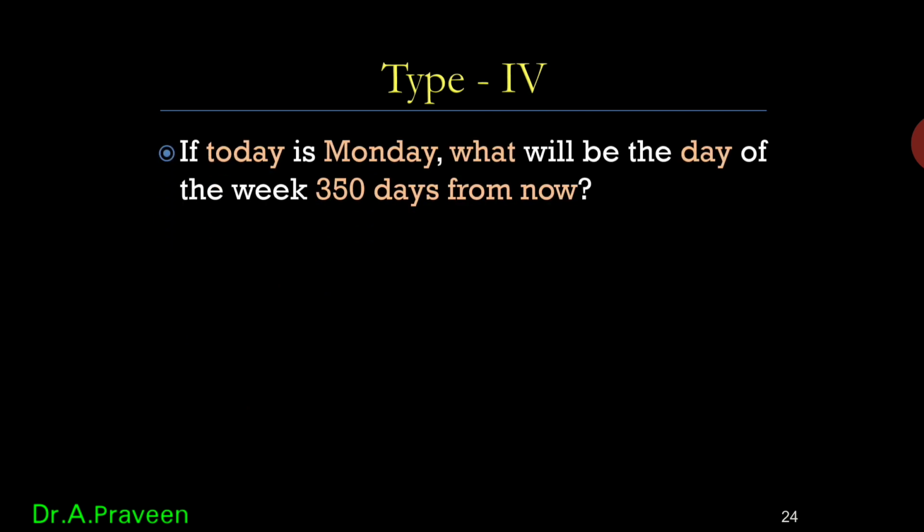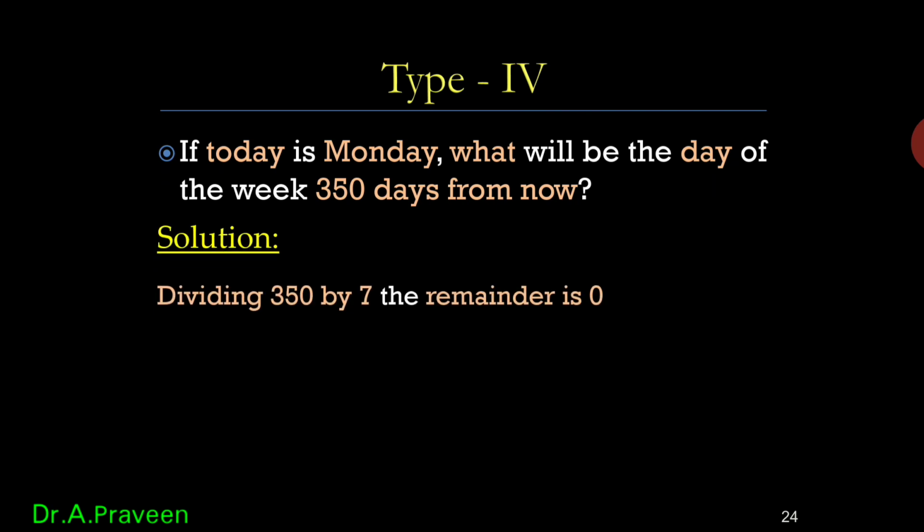Let us see one more example. If today is Monday, what will be the day of the week 350 days from now? As we did in the previous example, we divide the number 350 by 7 and find what is the remainder. 350 is exactly divisible by 7, so the remainder is 0. So 0 days after Monday means it is a Monday again. So if today is Monday, the day of the week after 350 days from now will also be a Monday.